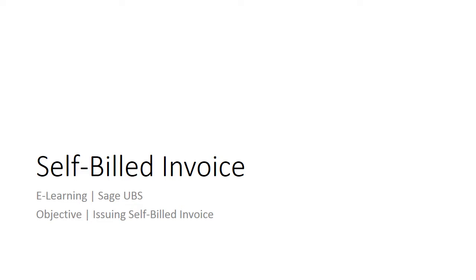Welcome to the e-learning for Sage UBS on the topic of the self-billed invoice. A self-billing invoice is when the buyer issues the invoice to himself. A self-billed invoice can be issued when both supplier and recipient are GST-registered persons and both agree to a self-billed invoice. In this topic, you will learn how to enter a self-billed invoice in just a few simple steps.